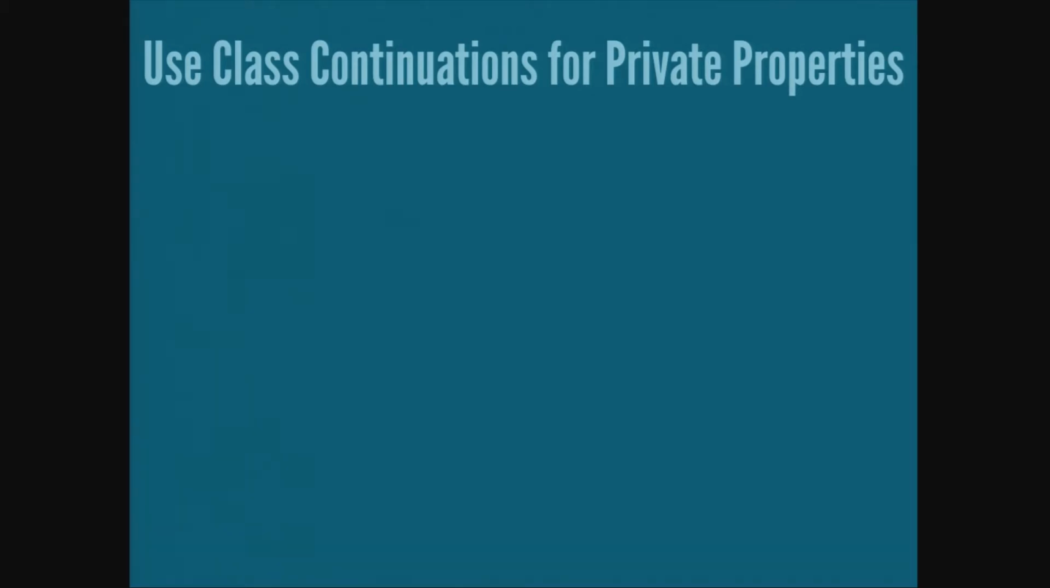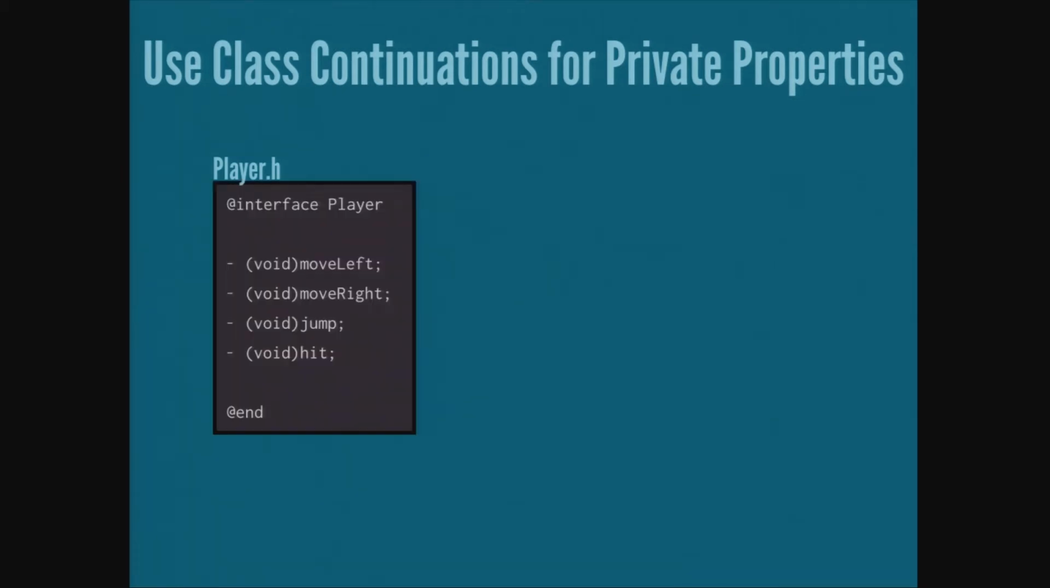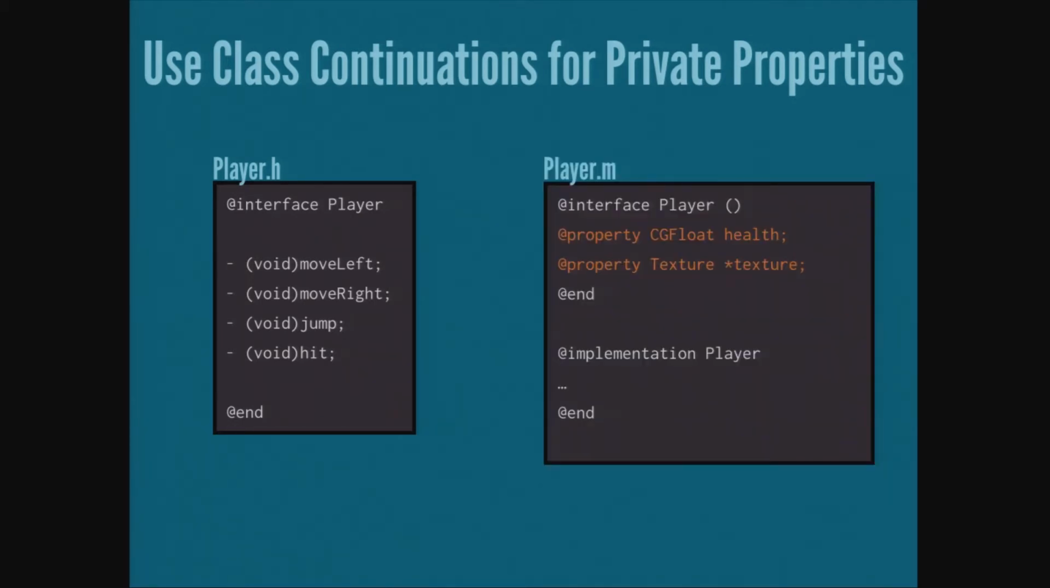I like to use class continuations for private properties. I don't like exposing my internal state to the world. So the header file is literally your contract to the world. And if I choose to name my variables after, I don't know, superhero characters or something, that shouldn't matter to the outside world, right? So I have a well-defined interface for my objects. And the private state goes in a class continuation.